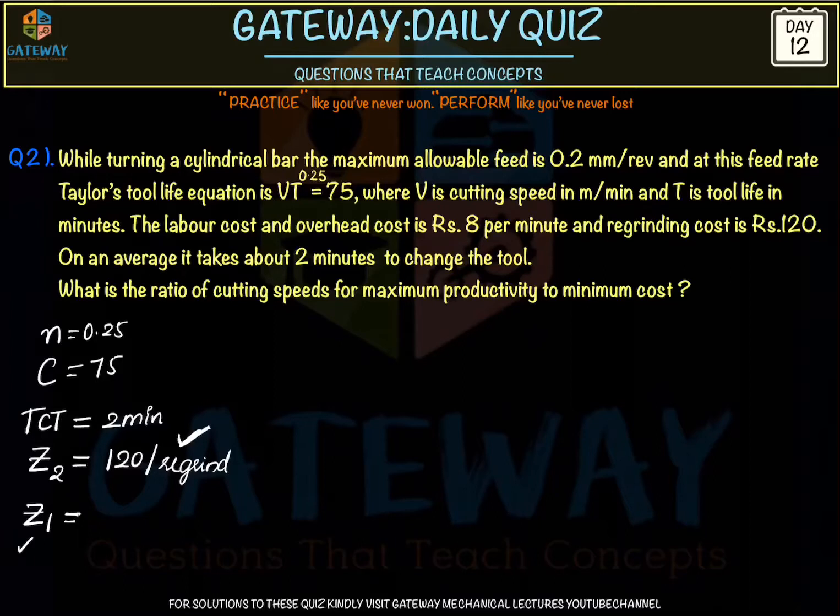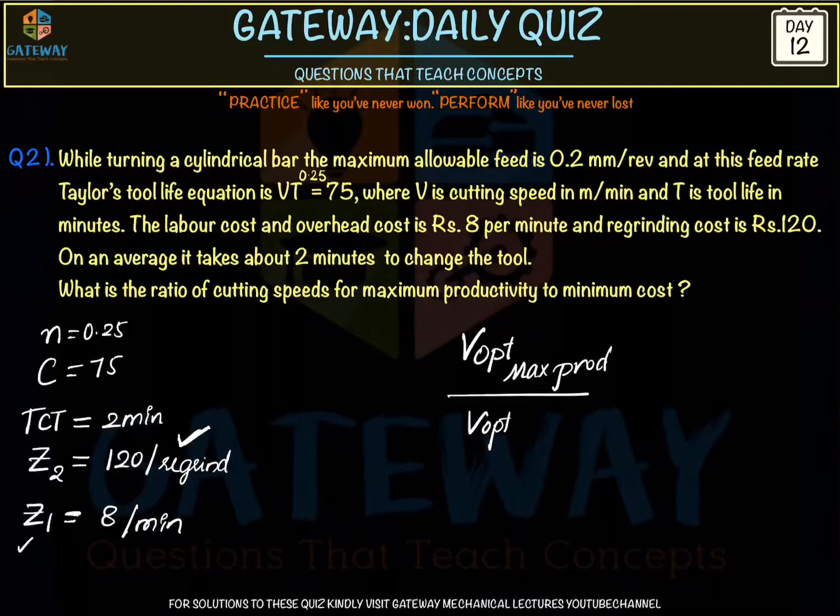And here Z1 is given in the question as rupees 8 per minute. I am not denoting rupees, you can understand here. In the question we are asked to calculate the ratio of cutting speed for maximum productivity to the minimum cost. So we need to calculate the V optimum for the maximum productivity to the V optimum for minimum cost. We will calculate each of them individually, and we will get the final answer ratio here. So let's proceed.